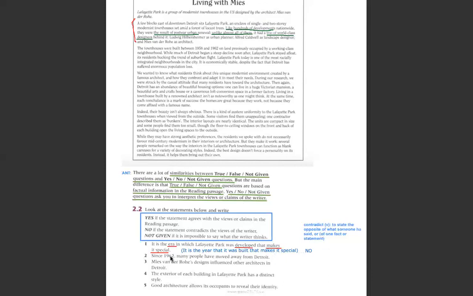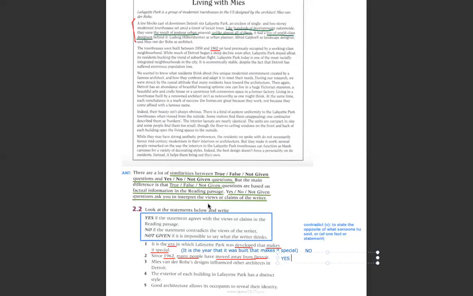We have our keywords. We can scan, look for 1962. We find it here. So we know our answer must be here. And many people moved away from Detroit. So please type your answer in the chat box. Yes, no, not given. If you haven't found it, please read this paragraph. So does this agree? Yes, contradict, no, or it's not given.